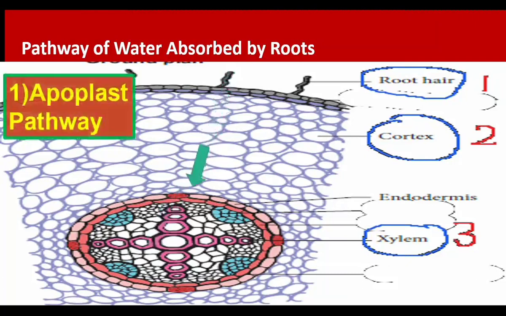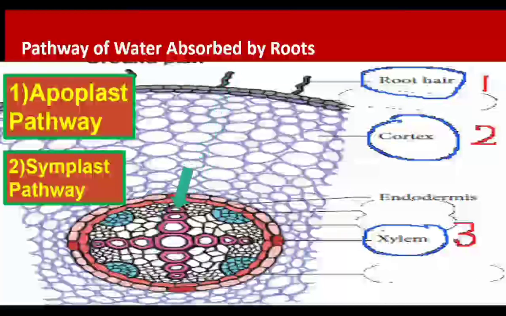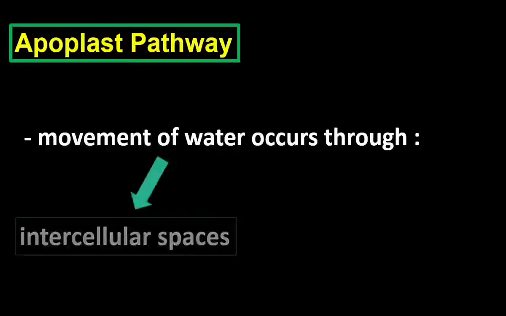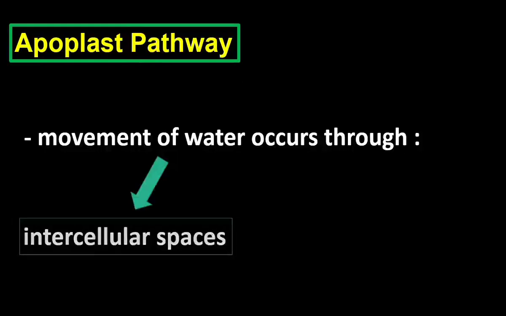The first one is the Apoplast pathway. The second one is the Symplast pathway. Let us learn the Apoplast pathway first. In the Apoplast pathway, movement of water occurs through intercellular spaces. What are intercellular spaces? The space between nearby cells is called intercellular spaces.